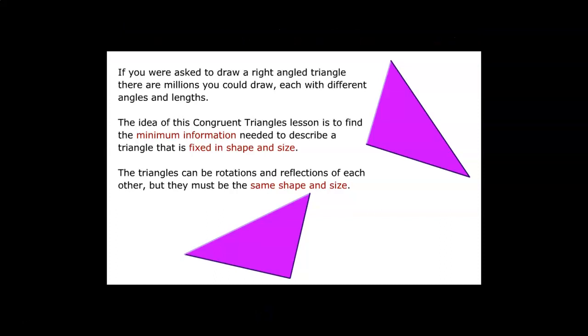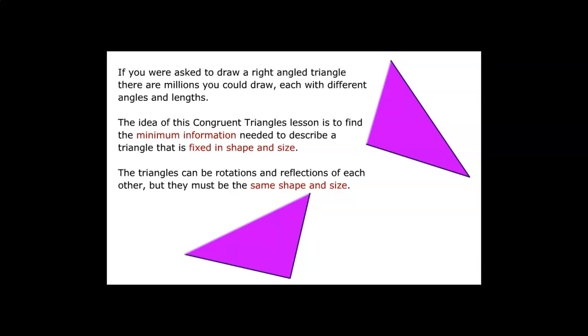If we were asked to draw a right-angled triangle, there are millions you could draw, but in fact there are an infinite number of right-angled triangles that you could draw, each with different angles. Obviously one of the angles is always the same, but the other two can be all different kinds of sizes, and so can the lengths.